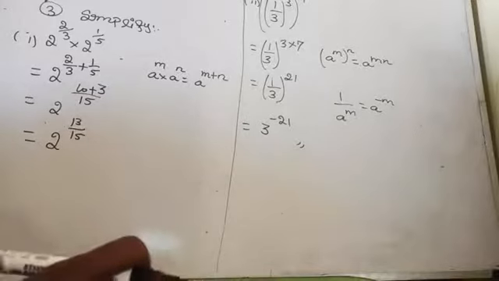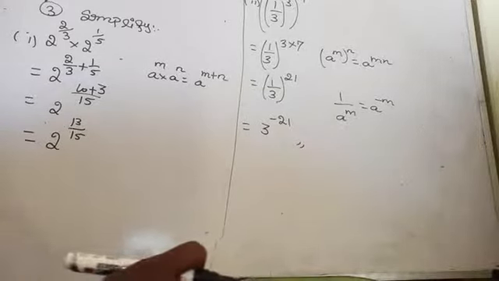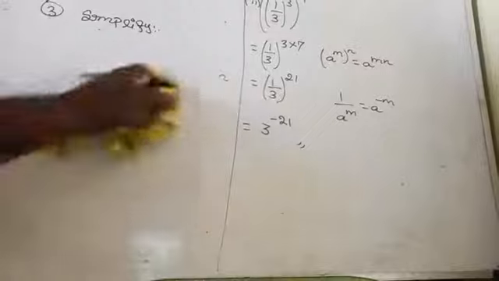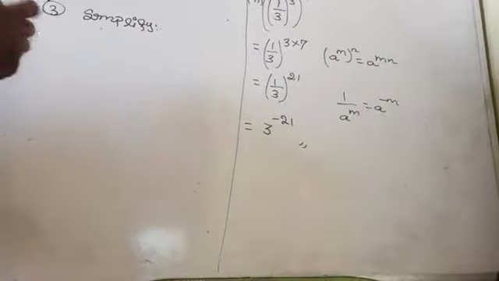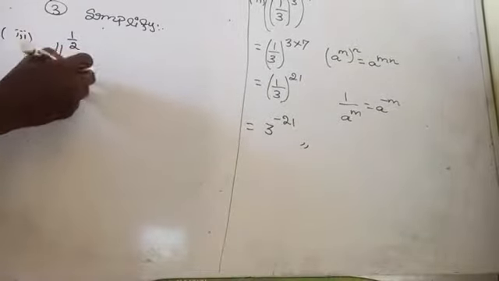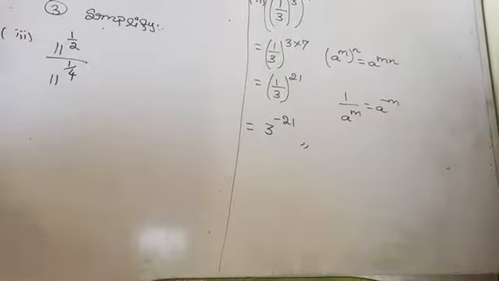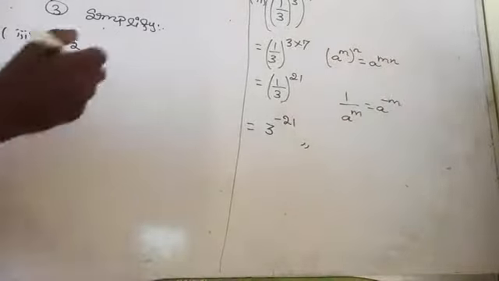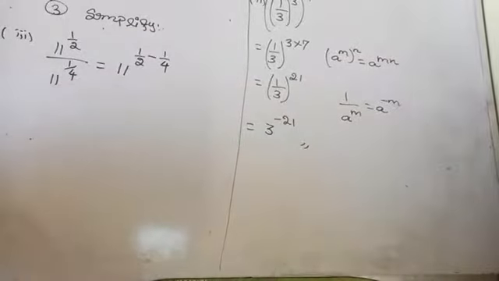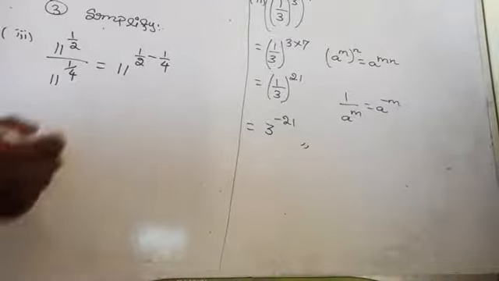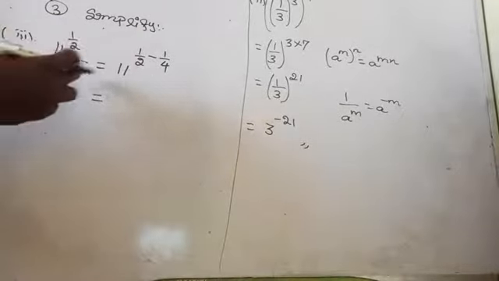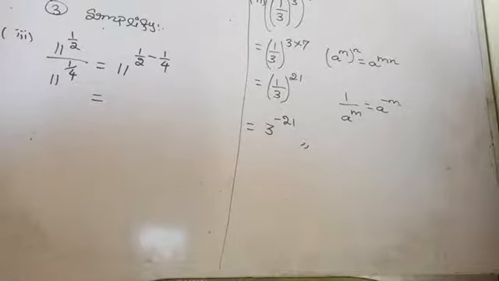Now come to the next part. Third subdivision. It's given 11 to the power 1 by 2 divided by 11 to the power 1 by 4. So it is in the form of a power m by a power n. So you can write a to the power m minus n, that is 11 to the power 1 by 2 minus 1 by 4. Am I right? So that's what we can write as a to the power m minus n.